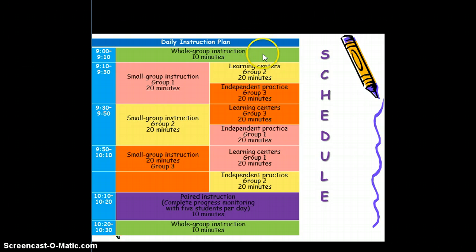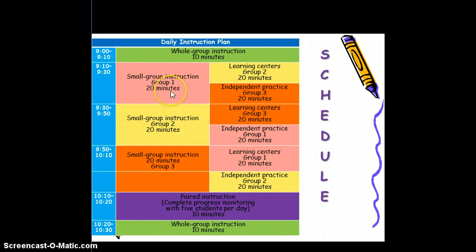The teacher would give whole group instruction for about 10 minutes, and then he or she would break the students into their groups. So you'll notice that there are 3 groups. You have group 1, group 2, and group 3. The teacher would first, for 20 minutes, meet with group 1 and work on some small group instruction activities related to whatever the focus of the lesson for the entire group was that day.